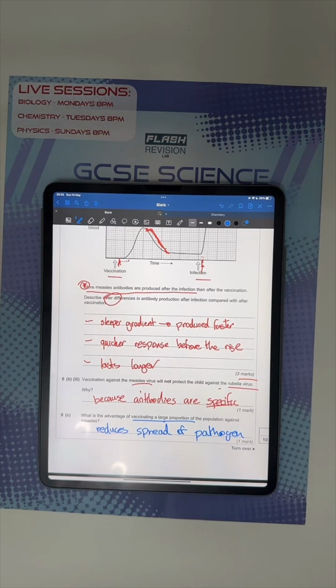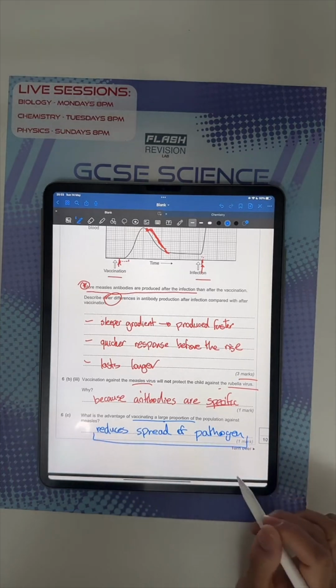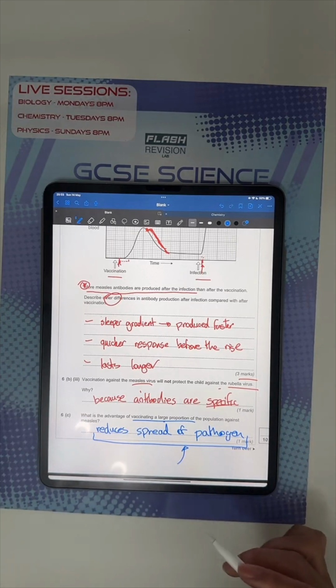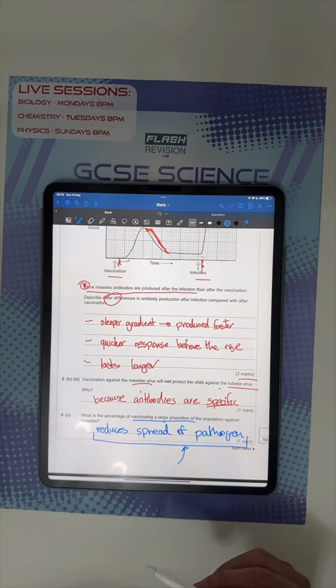but I would say reduce the spread of pathogen. That's what it says on most mark schemes. It doesn't usually say herd immunity. Herd immunity is just when a lot of the population are immune to it, so they're less likely to spread it. Yeah, less people will get the virus. Because less people have it, there's less people to spread it. That means less people will get it.